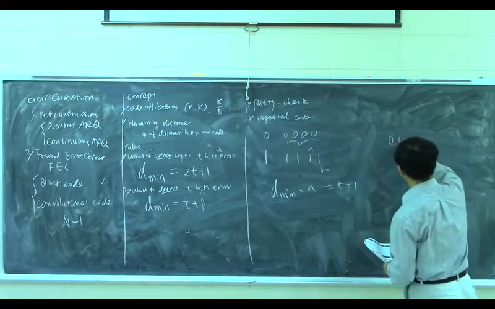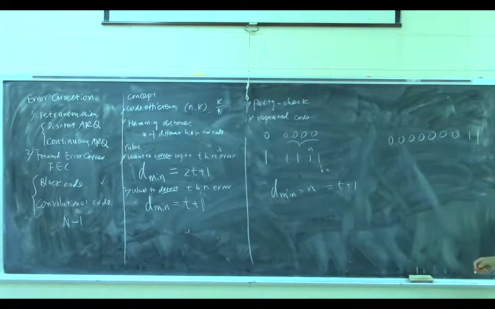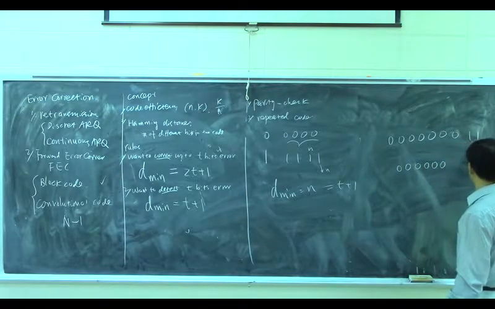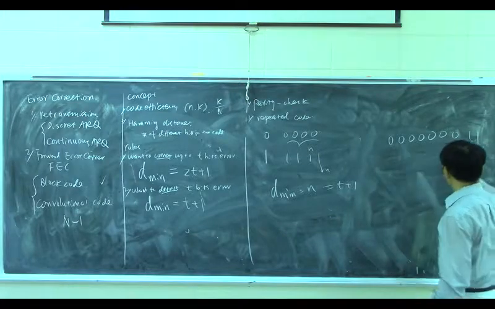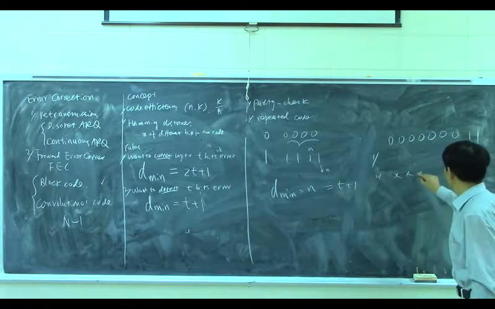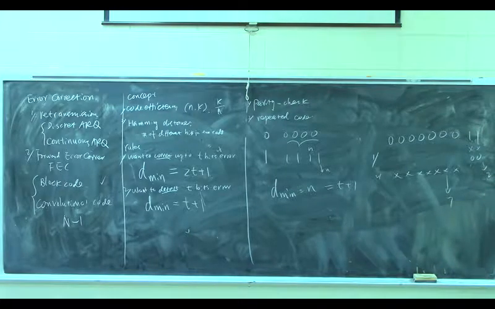For this code, 0, 0, 0, 0, 0, 0, 1, 2, 3, 4, 5, 6, 7, right? 1, 1. So possibly these 2 are wrong. So 0, 0. This is your first option. The second option is these are wrong. This is 7, this is 2. Does it make sense? You have only 2 options. Either these 2 bits are wrong or these 7 bits are wrong. So if the capability is, for example, 2, that means we can automatically correct 2.